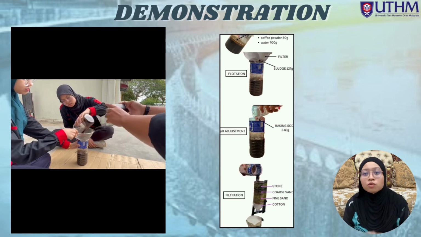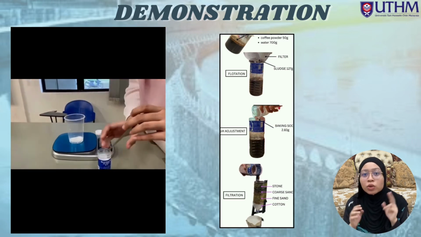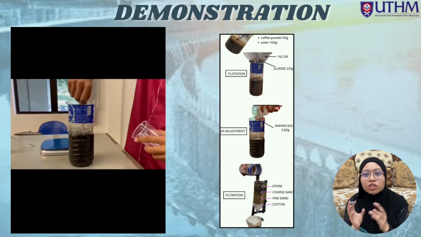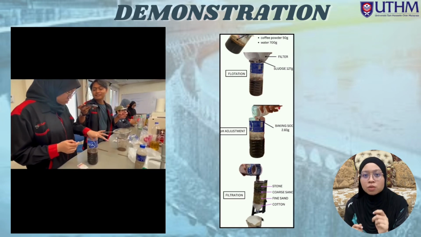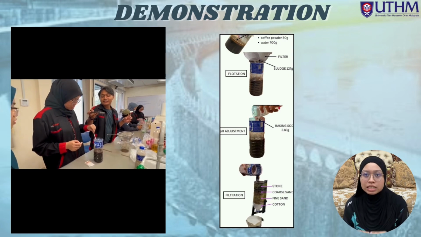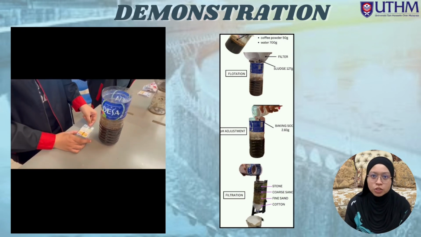Next, we carried out flotation. We filter the mixture and separate out 127 grams of sludge made of coffee particles and oil residues floating or settling in the liquid. Then, we perform pH adjustment. We add 2.83 grams of baking soda to neutralize the acidity. This increased the pH from 5 to 7, making the water neutral.